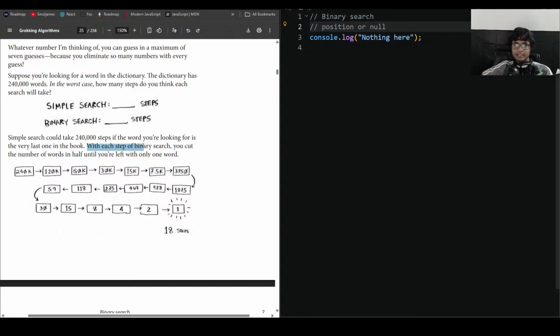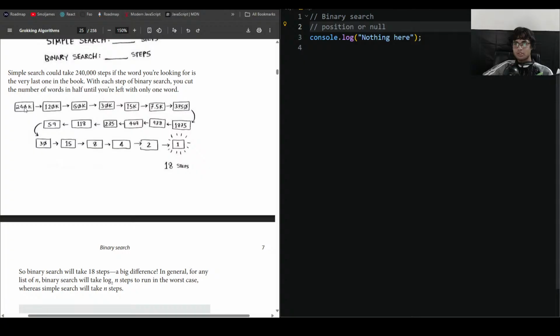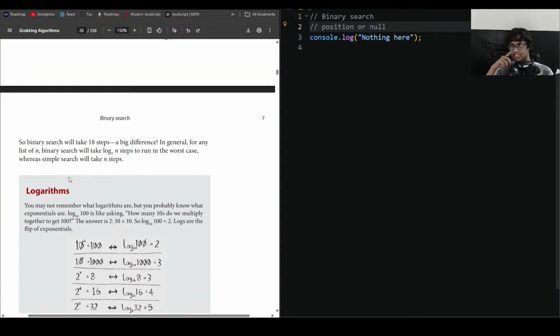With each step of binary search you cut the number of words in half until you are left with only one word. 240k, 120k, 60k, 30k, 15k, 7.5k, and so on. So binary search will take 18 steps.